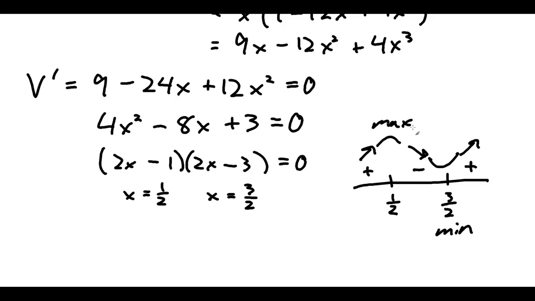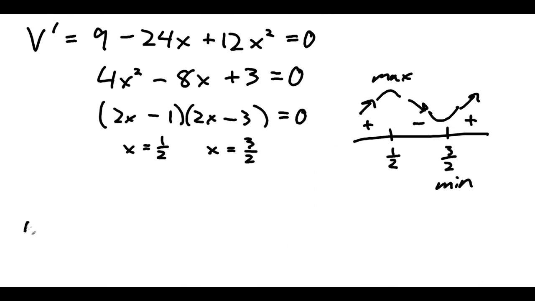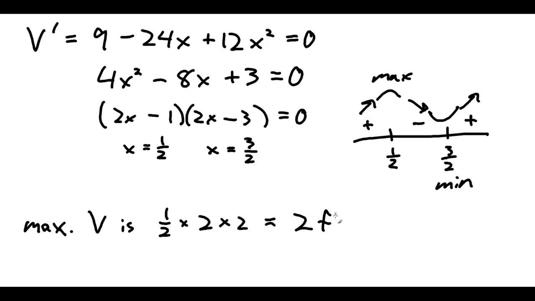And we wanted to maximize the volume, right? We were asked to find the largest volume that such a box can have. The maximum volume is, if x is 1/2, again, we got 2 for the other dimensions. So that looks like 2 cubic feet as our maximum volume. The 2 times 2 for 4 times 1/2 gives us 2.